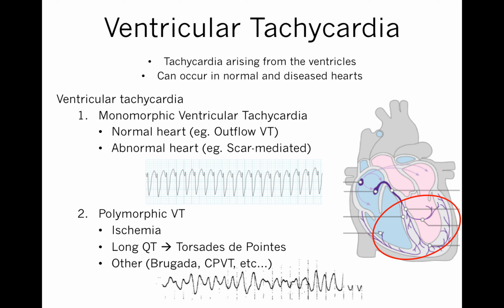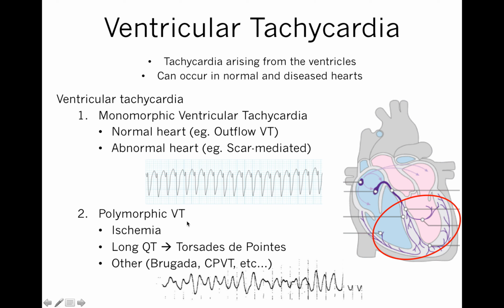There are different causes of ventricular tachycardia. Monomorphic ventricular tachycardia can be caused by scar in the heart. So for example, if a patient had a heart attack and now they have a scar in their ventricles, that can lead to ventricular tachycardia. It can also occur in normal hearts as an automatic mechanism. For example, right ventricular outflow tachycardias are ventricular tachycardias seen in normal hearts.